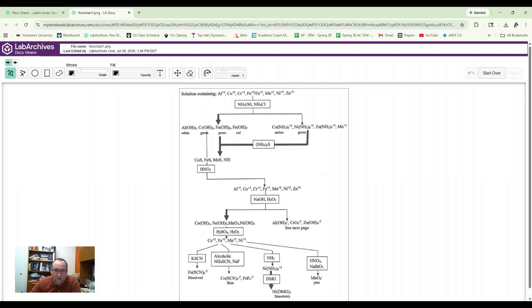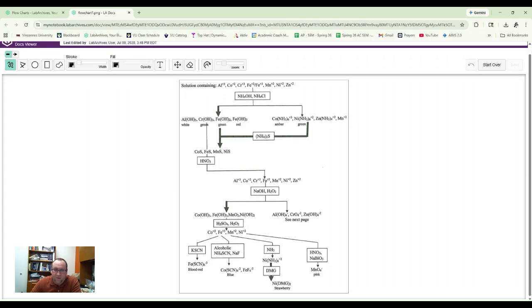One of them is the formation of the iron thiocyanate complex, that blood red complex. One of them is a cobalt thiocyanate complex, which is somewhere between a kind of seafoam green and a light blue color. One will form a nickel ammonia complex that when reacting with DMG gives us this strawberry red kind of color. And the manganese, when reacting with bismuth, will form the permanganate ion.